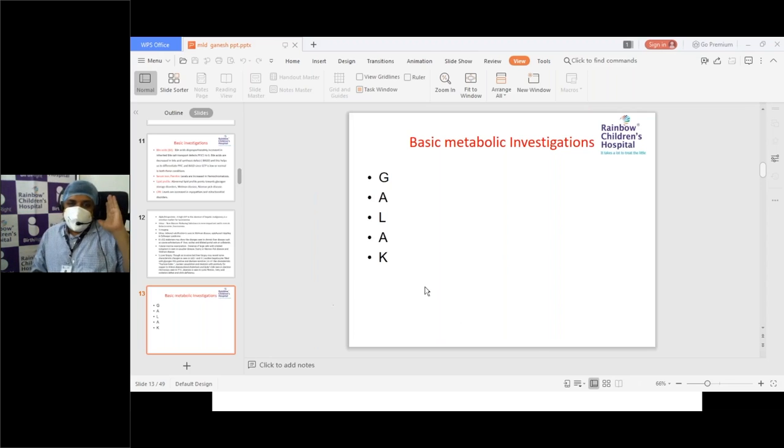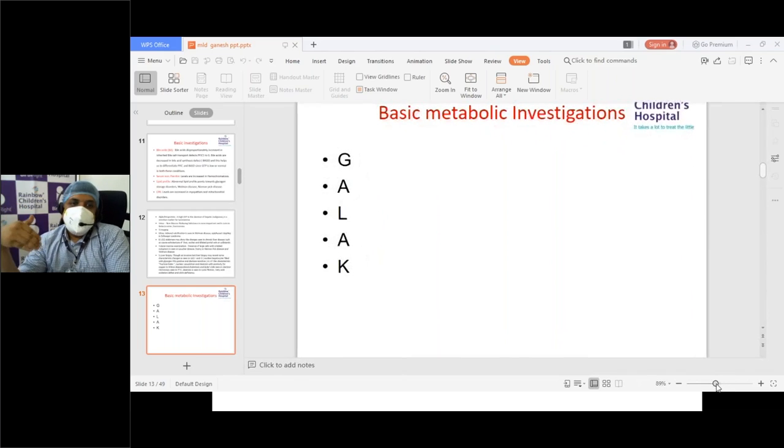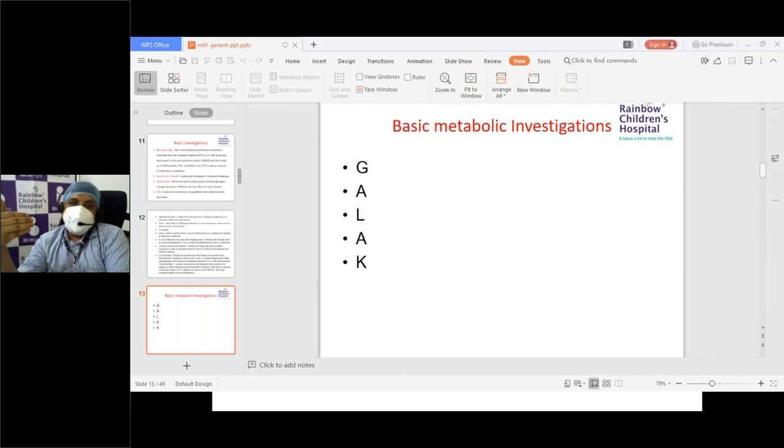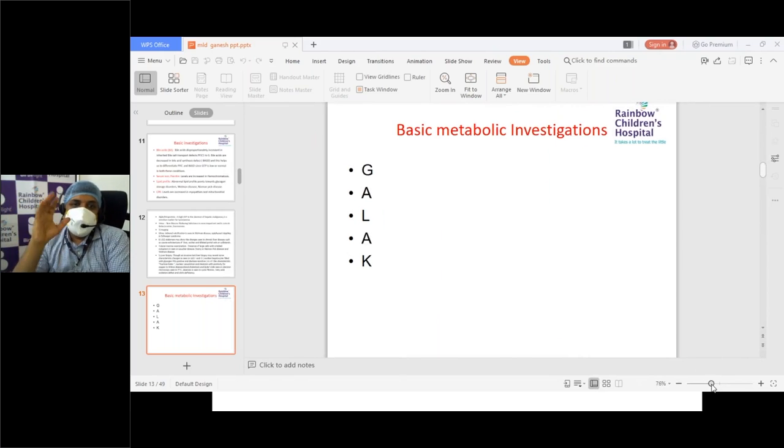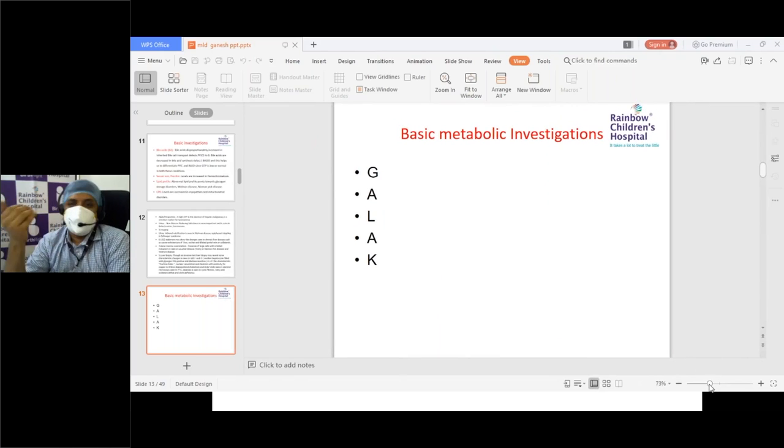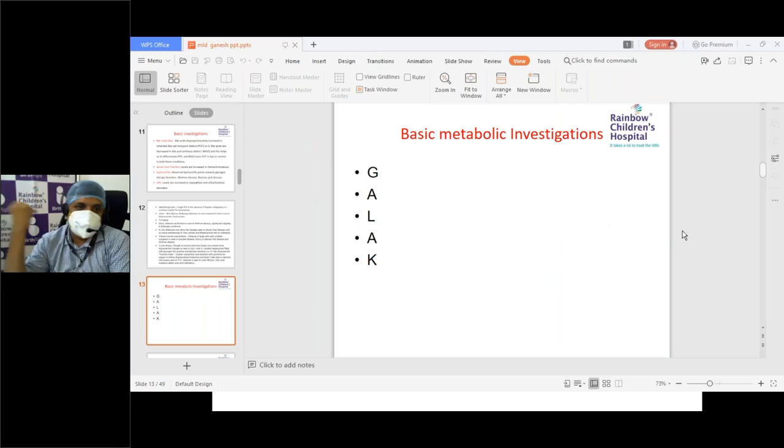So we are talking only about the metabolic liver causes. So what are the basic metabolic investigations that one should do? Remember the easy mnemonic is GALAC, right? So G stands for glucose, A stands for ammonia, L stands for lactate, A stands for the acid base, that is the pH, and K. So the glucose, normal glucose and the hypoglycemia. Hypoglycemia points towards most of the metabolic conditions like a glycogen storage disorder.